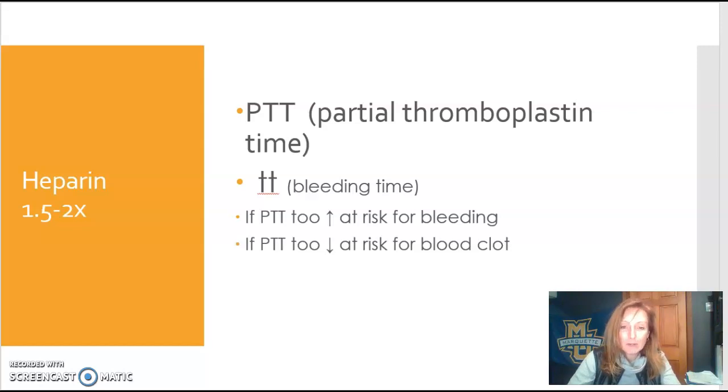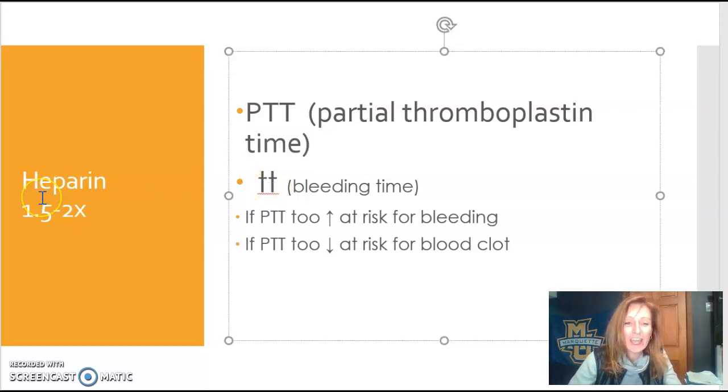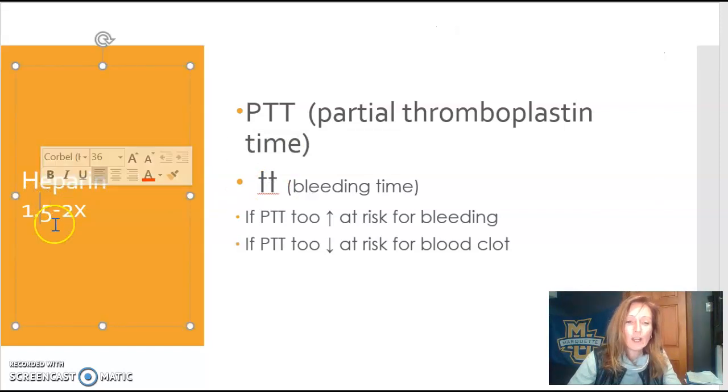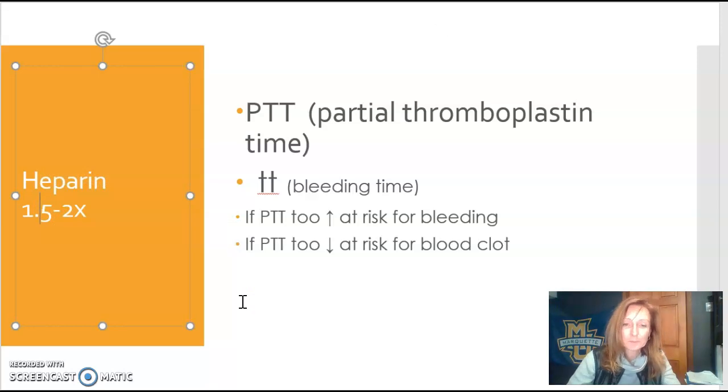And if you remember, if I point out here, this PTT, if you put those two small t's together, what letter does that look like? An H, right, hands up. It looks like an H. So remember, PTT, you look at when you have a patient that is on heparin. If the PTT is too high, we know that the patient is at risk for bleeding. If the PTT is too low, we know that the patient is at risk for forming a blood clot.